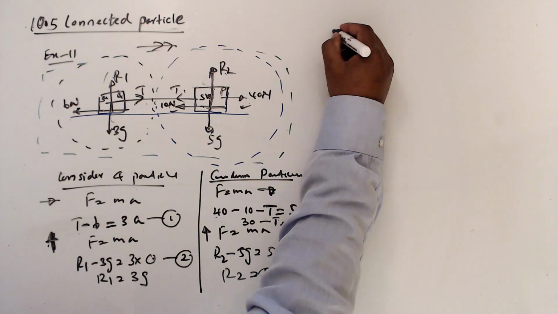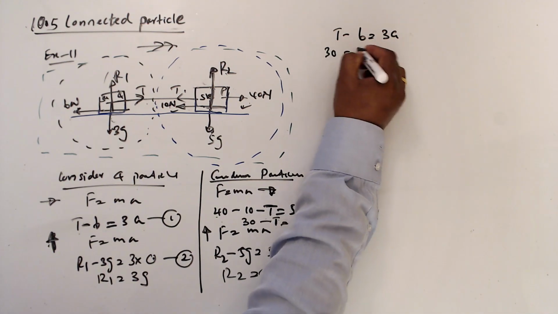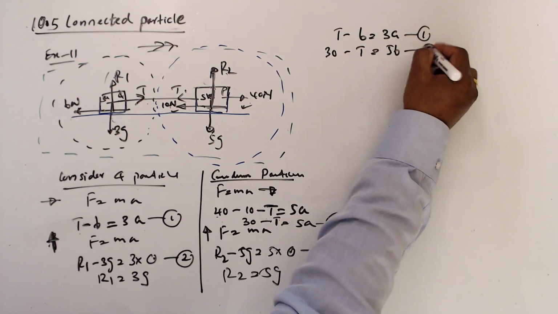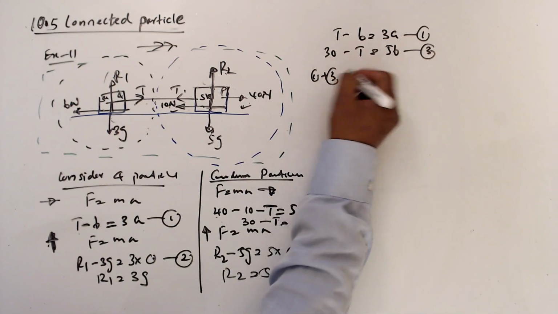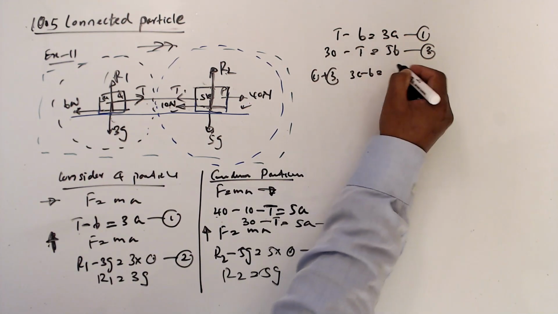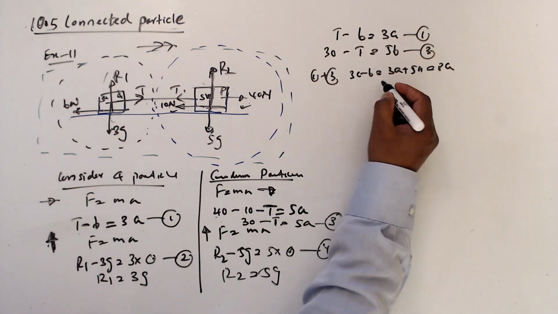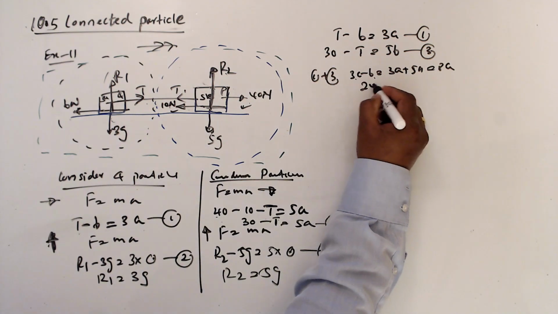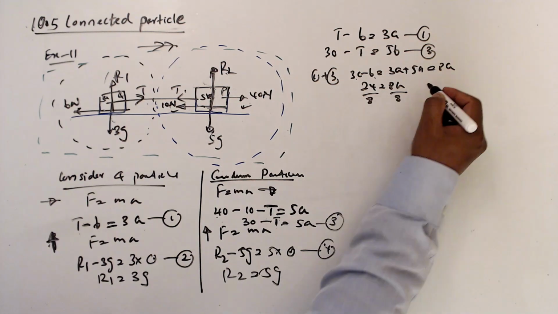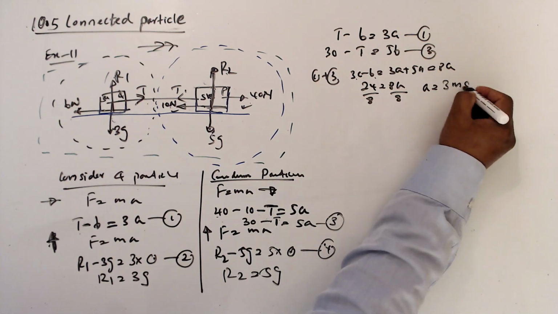T minus 6 is 3a. 30 minus T equals 5a. This is 1 and this is 3. Adding 1 plus 3, the T and T cancel out. Then 30 minus 6 equals 3a plus 5a, which is 8a. So 30 minus 6, 24 equals 8a. Divide both sides by 8. So a equals 3 m/s^2.